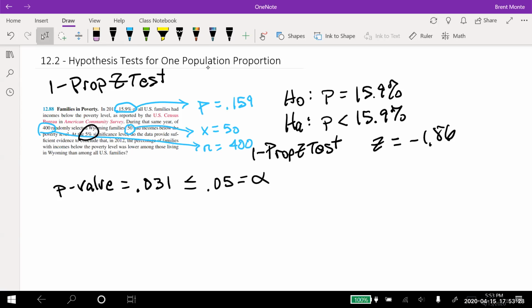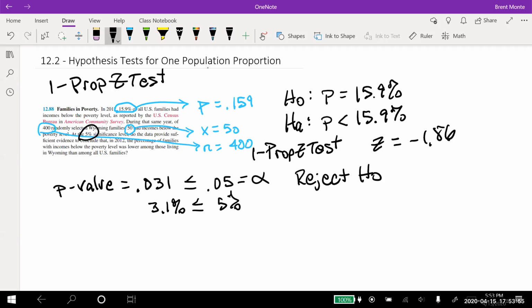So there's alpha. Again, if you need to change those two percentages, move the decimals 2 places. Is 3.1% less than or equal to 5%? Yes, absolutely. So I see that it is, so I can reject the null hypothesis. And so I go with the alternative that says, yes, it does appear the proportion of all Wyoming residents that live below the poverty level is less than 15.9%.